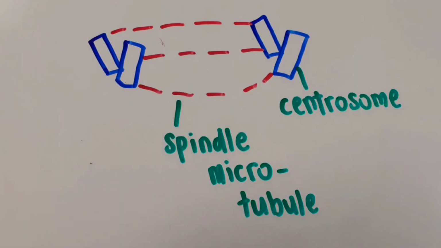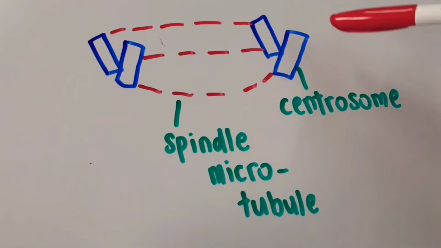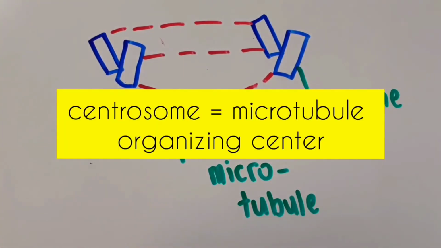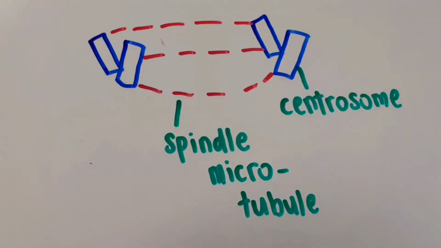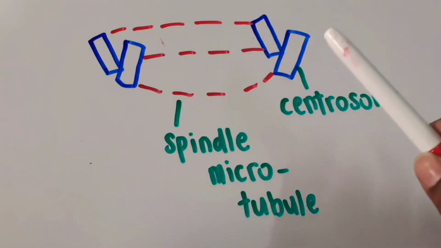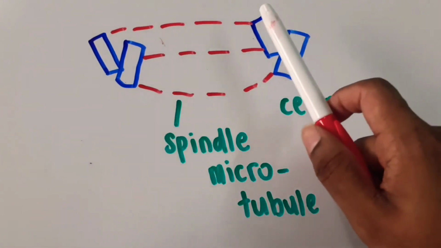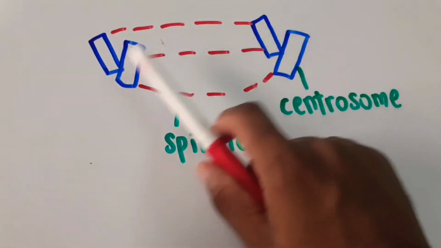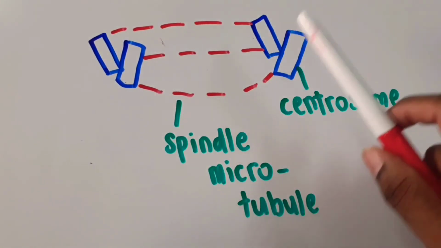Spindle microtubules will appear during prophase, where they push the centrosomes apart. We also have to know that the centrosome is known as the microtubule organizing center, where all microtubules originate from. So remember, spindle microtubules will make the two centrosomes move apart during prophase.